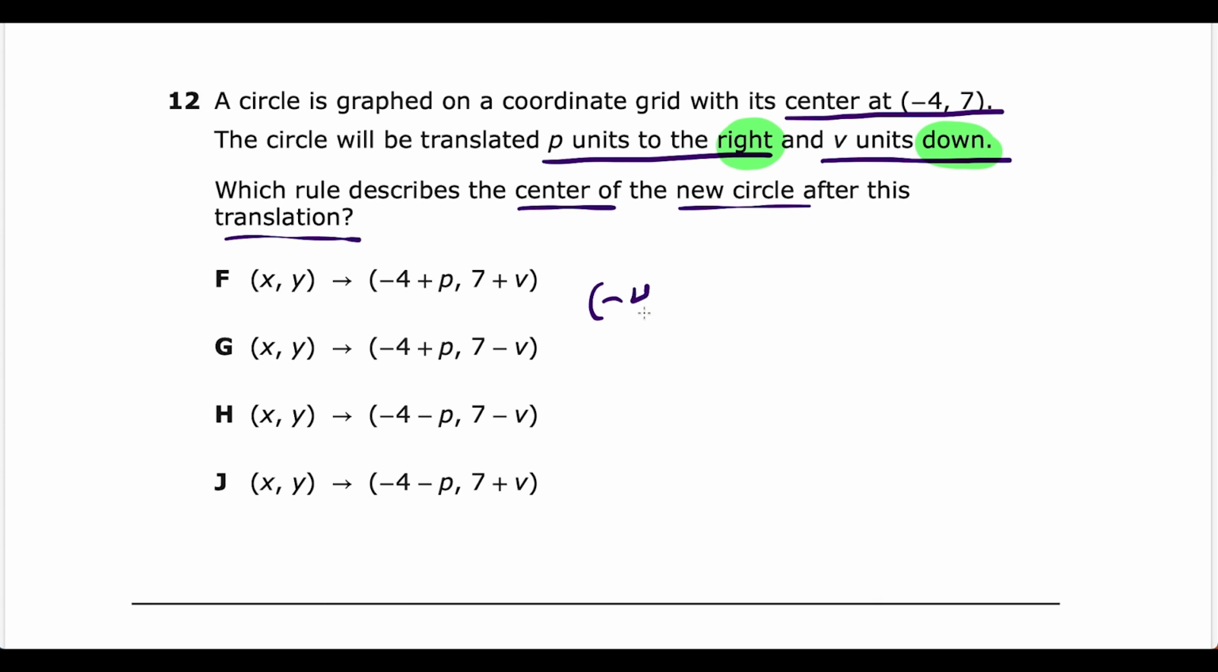So we're starting with the center of -4, 7, and under this transformation, we're taking the x value -4 and we're moving it p units to the right, which means we're going to be adding p like this. And then we're taking the y value 7, and since we're going down and not up, we're actually going to be subtracting v like this, because once again, the direction determines if we're going plus or minus. If we were going p units to the left, then we would have -4 minus p. But we're going to the right, so we're going to be adding it. So now we just scan the answer choices here, and this matches choice G.